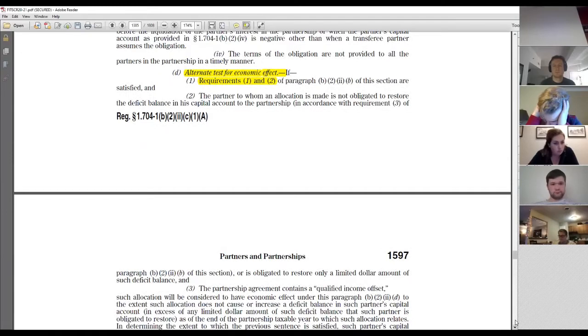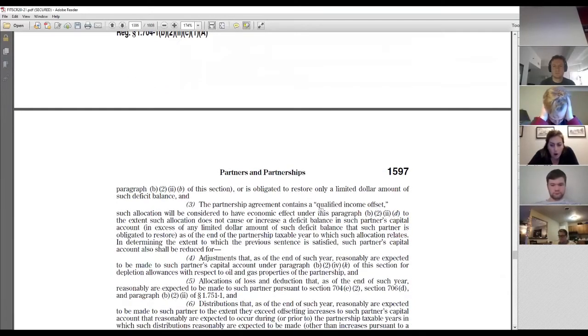Third, the partnership agreement contains this qualified income offset, a QIO. I'm just going to bracket that off for now. Most students sometimes think that that's the really important part of this, and it's not. It has to have this provision. We'll talk about what the provision is, but it's really ancillary to the core aspect of the alternate test.